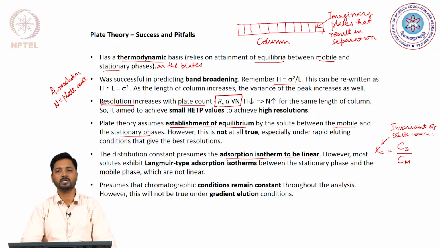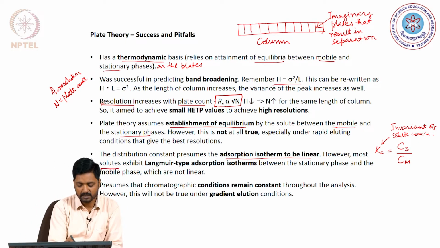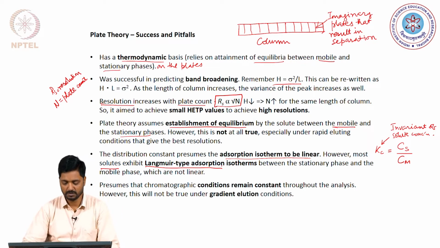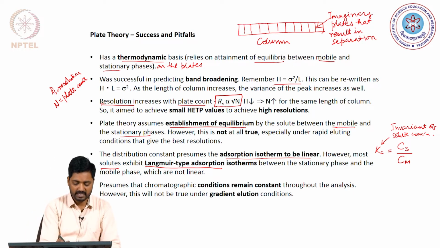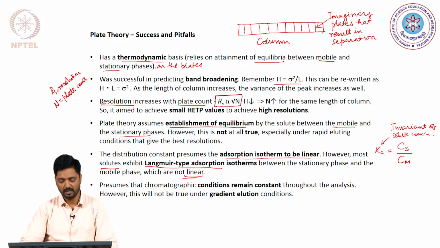Now, this of course also does not hold true, because the distribution constant and the adsorption isotherms do change with the concentration, and indeed what was found was that most of the solutes exhibit what is known as a Langmuir type adsorption isotherm between the stationary phase and the mobile phase. And if you look at what these isotherms are, you will observe that they result in a non-linear profile with the solute concentration. So, clearly the presumption that the adsorption isotherm for the solutes is linear in plate theory is found again not to be true.